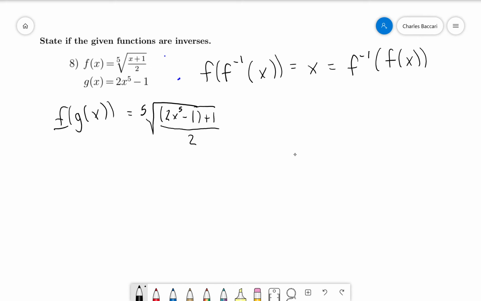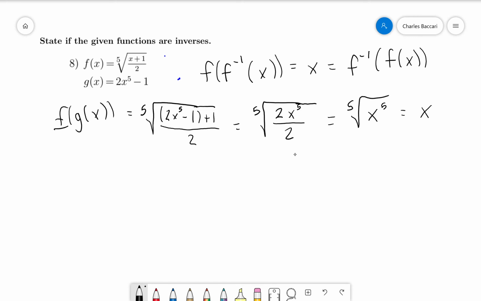Okay, so this is going to equal the fifth root of 2x to the fifth plus n minus 1, so that's just going to be 0, right? We can get rid of this parentheses. Divided by 2, which is equal to the fifth root of x to the fifth, which is equal to x. Okay, so f of g of x is equal to x, so that's good.